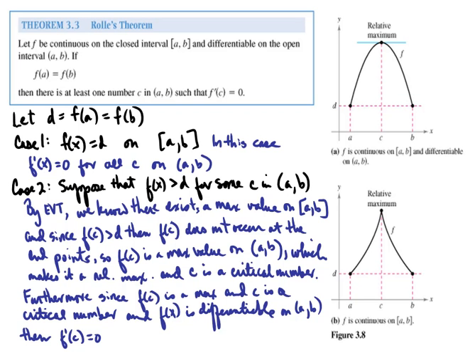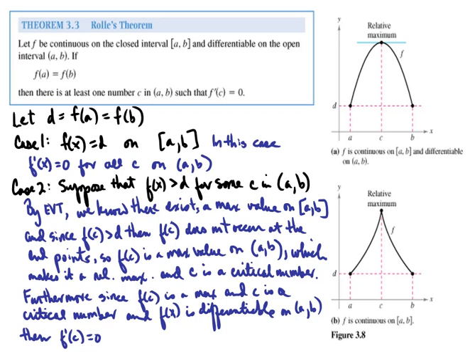And since we know that the function is differentiable everywhere on that open interval from a to b, then we know that the function has to be differentiable at c, since that's a maximum and hence a critical number and differentiable. Then the derivative at c has to be 0. So this is the proof of Rolle's theorem, which we're going to then use.